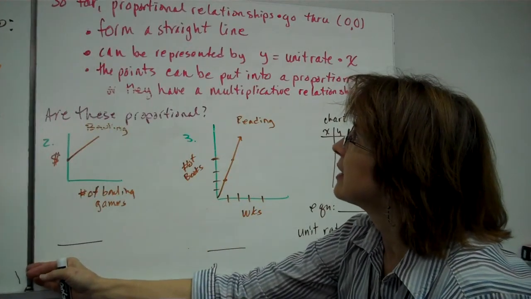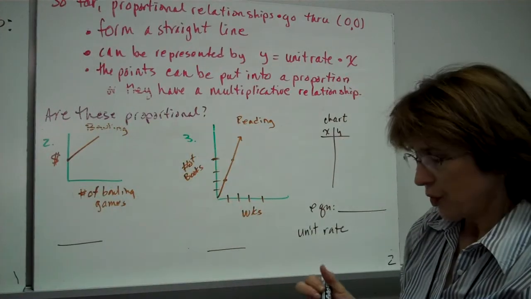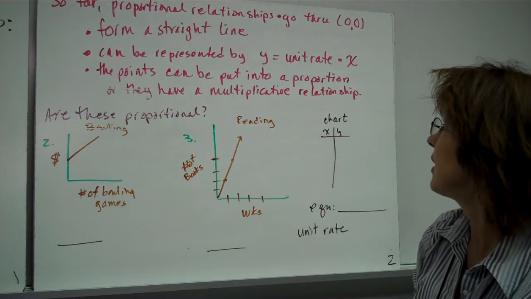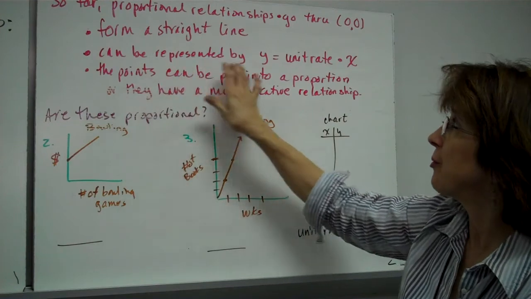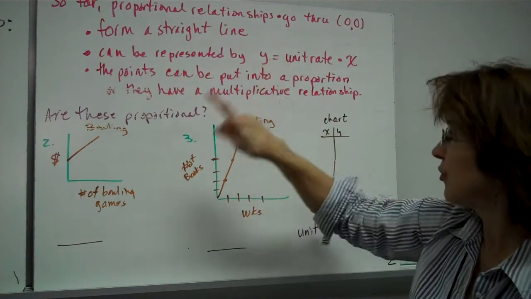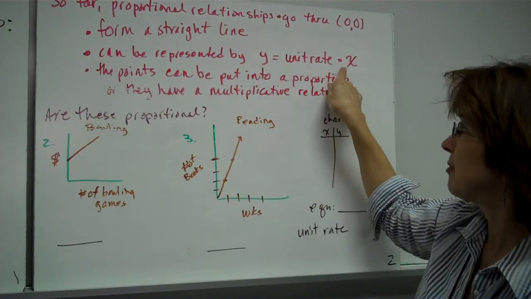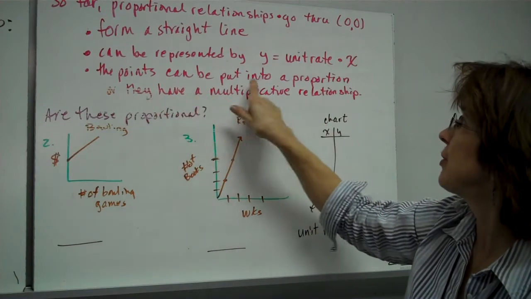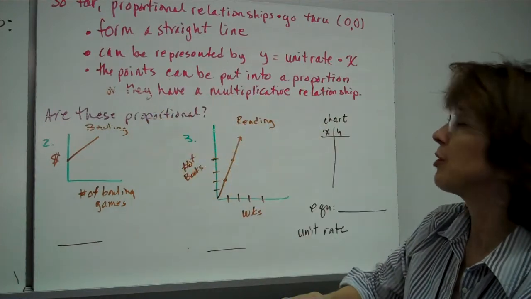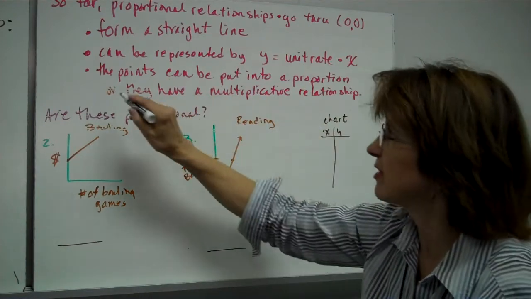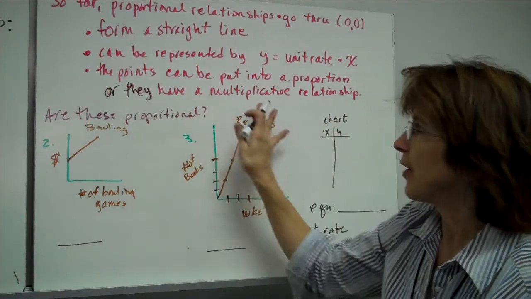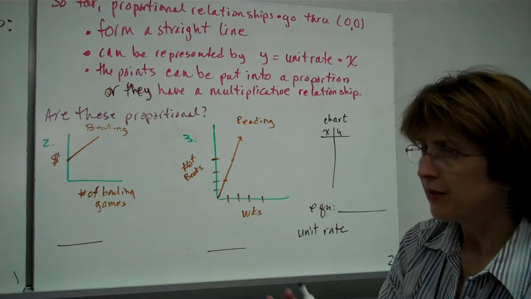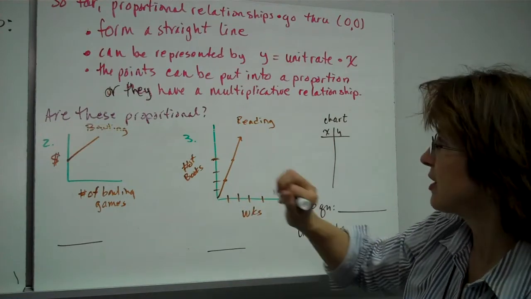Okay, the next thing is, so far, proportional relationships go through 0, 0, and they form a straight line. They can be represented by the equation we just learned, y equals a unit rate times x, and the points can be put into proportion, or they have a multiplicative relationship, which is the same thing as they're proportional, okay? So some of this gets scratched off. All right, any questions there? Hopefully you'll understand. If you have a question, write it down in your notes.